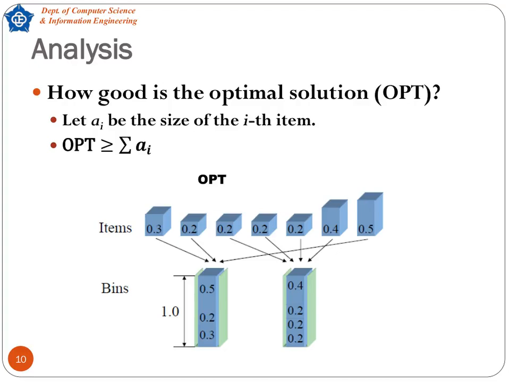1.0. Ultimately, this illustration powerfully demonstrates 2 things: how the individual item sizes inherently contribute to the overall total capacity needed, and how an optimal solution strives to pack these items with maximum efficiency, always ensuring that the total capacity utilized is at least the sum of all those item sizes. It truly highlights the fundamental lower bound.